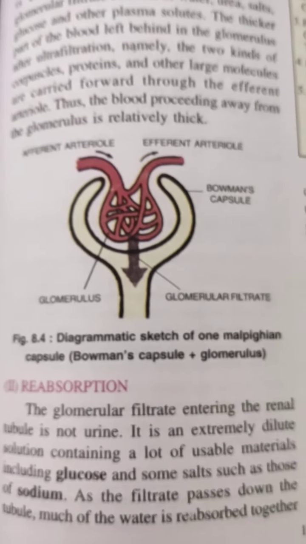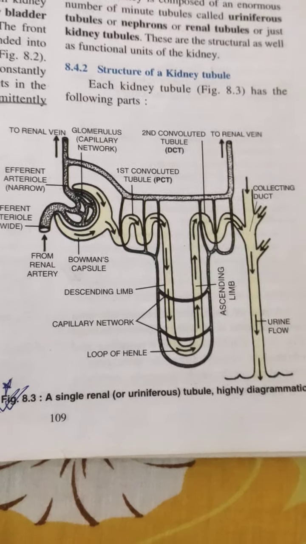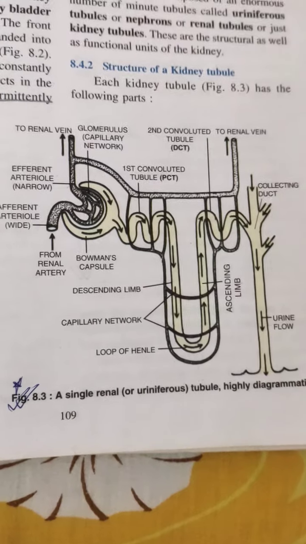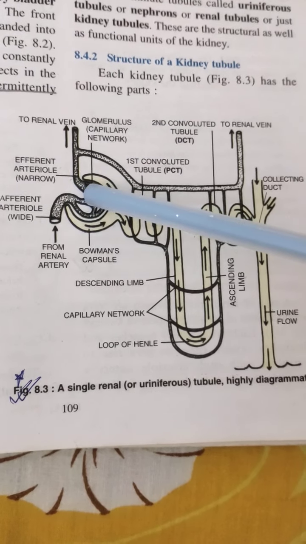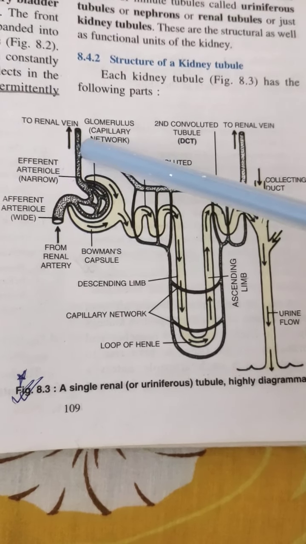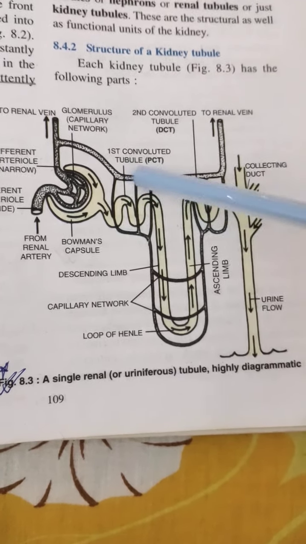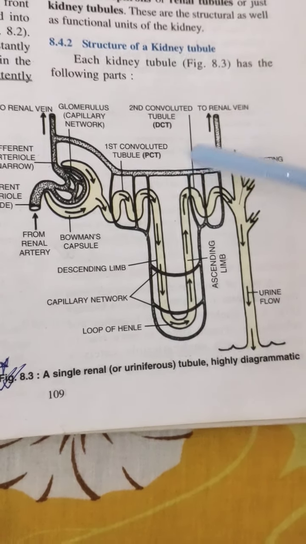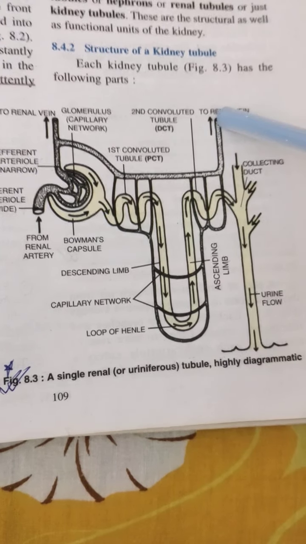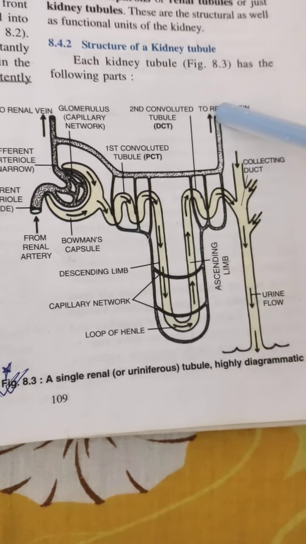Now, I'll show you again the diagram. See, this is the diagram, and as you can see, the efferent arteriole is coming out and it is breaking itself into capillary networks which is entangling the whole nephron. This is known as the vasa recta. I hope it's clear.